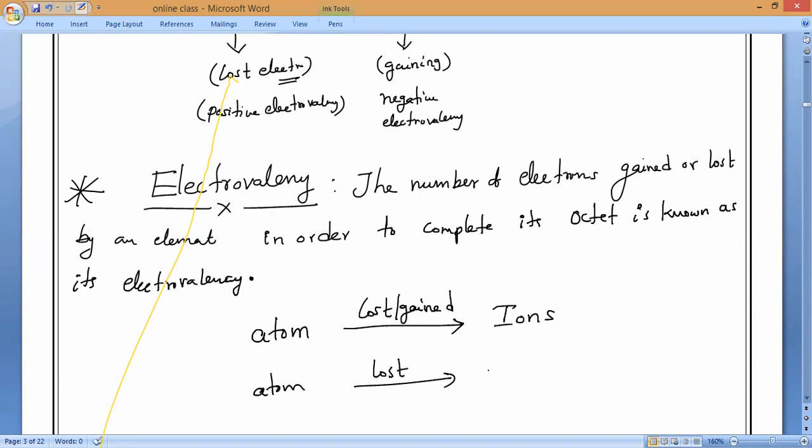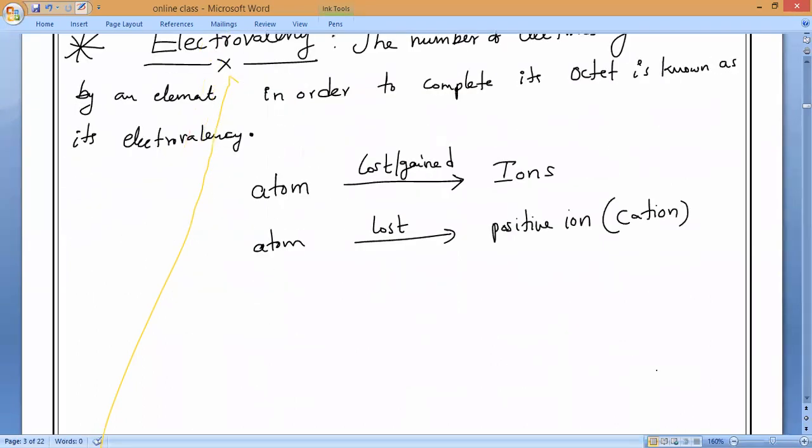If an atom loses electrons, it turns into a positive ion. That positive ion we call a cation. What do we call it? Cation.